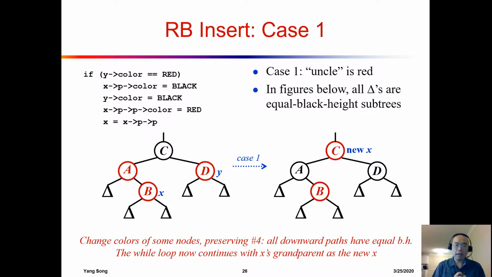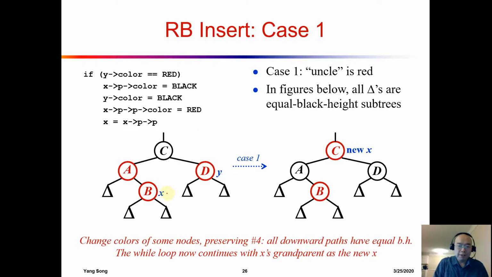If we can't have two consecutive red colors, one of the easiest ways is, okay, for X, you stay as red. And for X's parent A and X's uncle D, you both change to black. And for X's grandparent, which is C, we change it to red. Okay? So think about that.